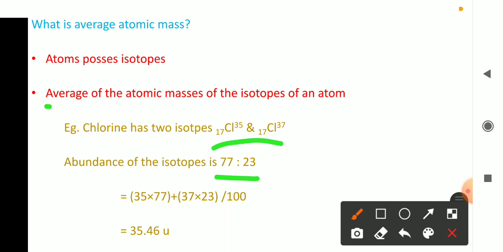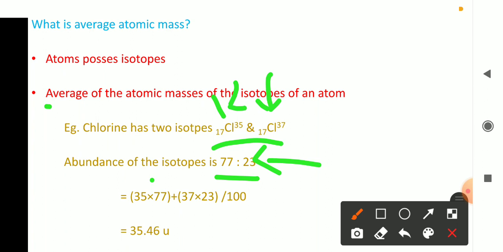Chlorine 35 isotope is present as 77 percentage, and chlorine 37 is in 23 percentage. So by using all this information, we can calculate the average atomic mass. Here what is the mass number? It is 35. So 35 into 77, the mass number into its percentage abundance. Then here the mass number is 37, and here the percentage abundance is 23. So 37 into 23 divided by 100.